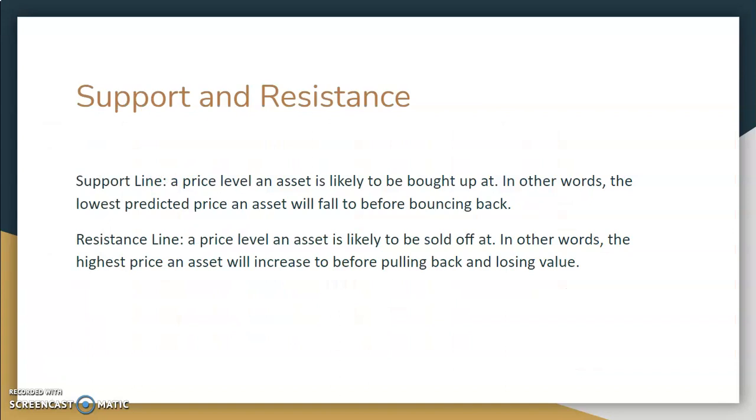Support and resistance lines are used to determine when an asset will make a reversal. In other words, when something will go up from an uptrend to a downtrend, or vice versa. A support line is a price level an asset is likely to be bought up at, and a resistance line is a price level an asset is likely to be sold off at.